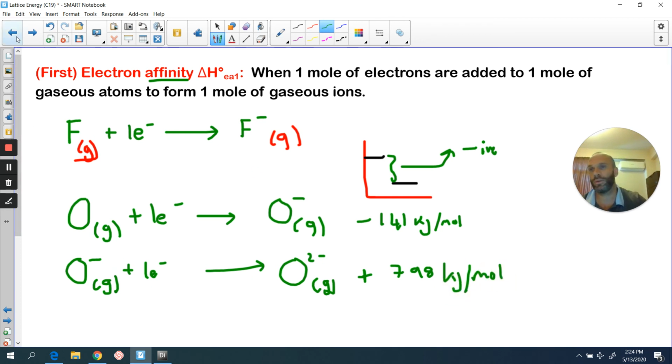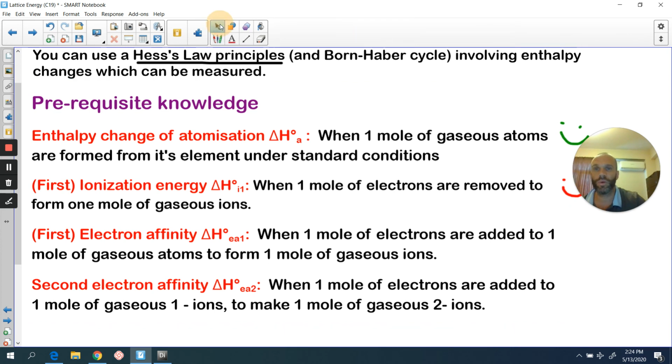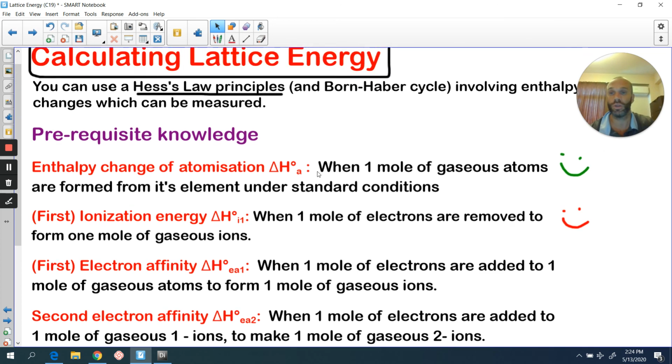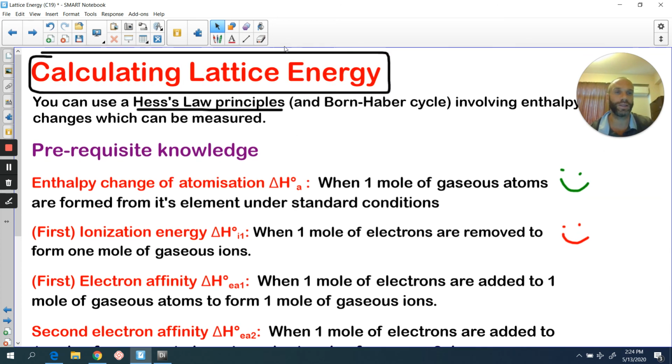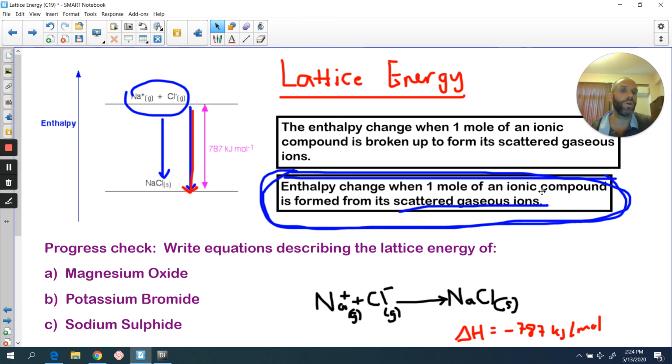Okay, now if we go back to all those definitions, I think we've covered all of them. It's really, really important that you understand them, both in terms of being able to repeat them and write them down, as there may be questions that ask you to define these things, but also to understand them in the same way that we've been doing those equations, okay? So enthalpy change of atomization, ionization energy, electron affinity, they are basically the data that you are going to use in order to calculate values for lattice energy. Okay, what is lattice energy? Well, if we go back to our earlier definition, it's the enthalpy change when 1 mole of an ionic compound is formed from its scattered gaseous ions.